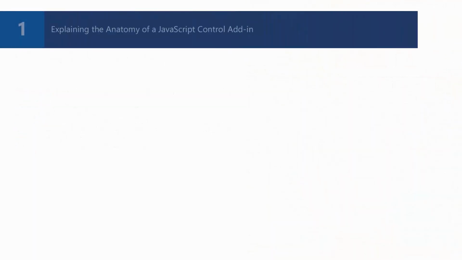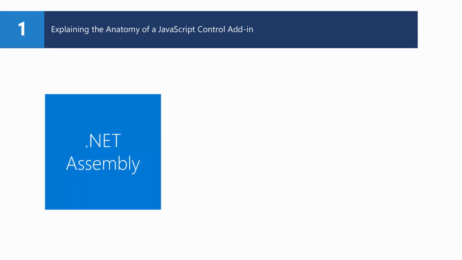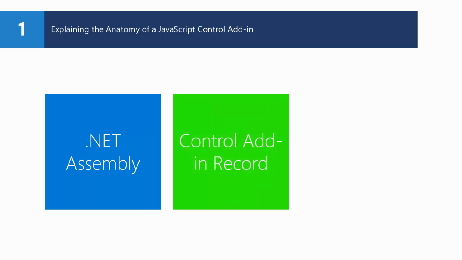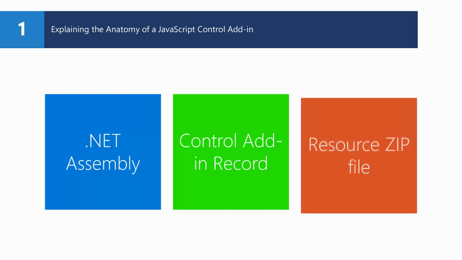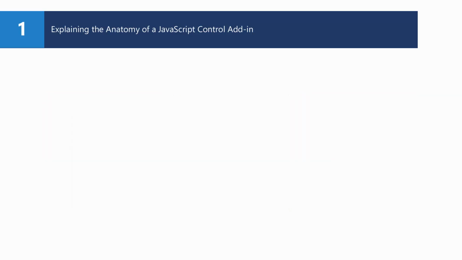A JavaScript control add-in consists of 3 essential components: the .NET assembly written in C# or a .NET language of your choice that contains the interface which explains to CL how to communicate with JavaScript. Then the control add-in record in the add-ins table of your application, and finally a resource zip file that's imported into the control add-in record and that contains your client content, including images, style sheets, and JavaScripts.